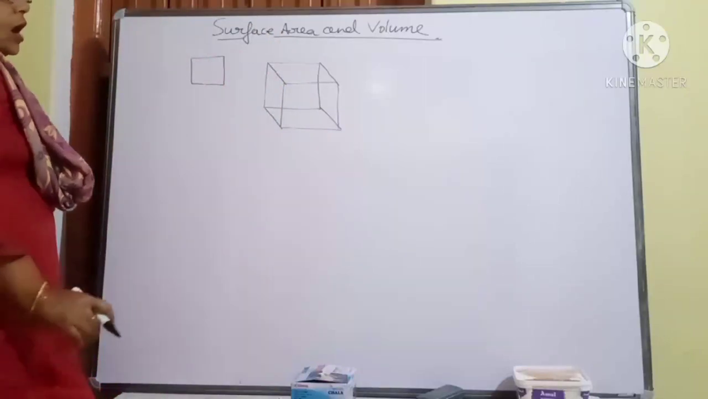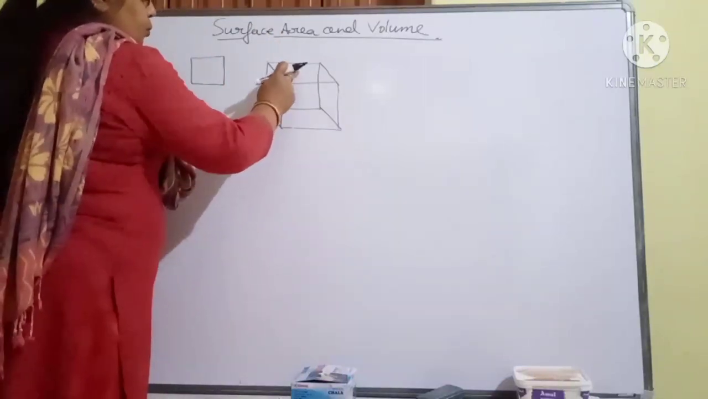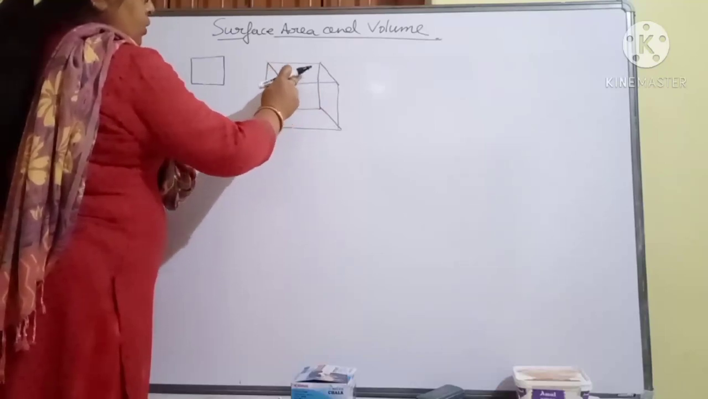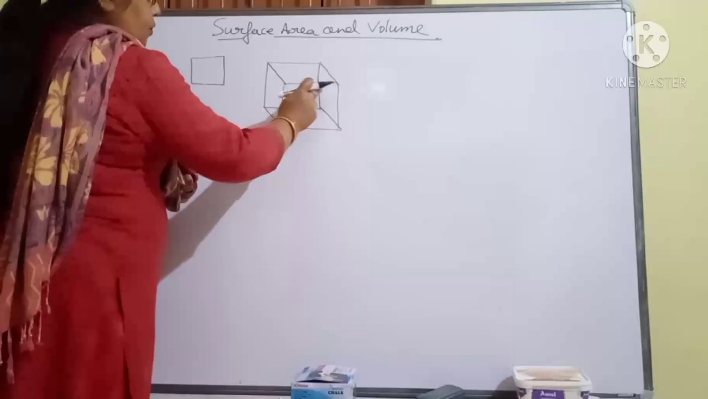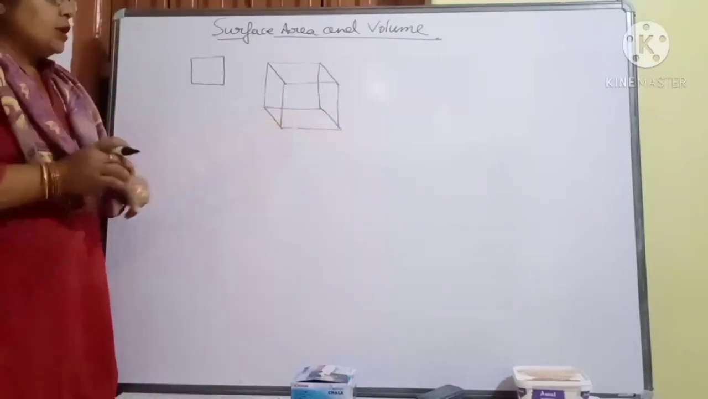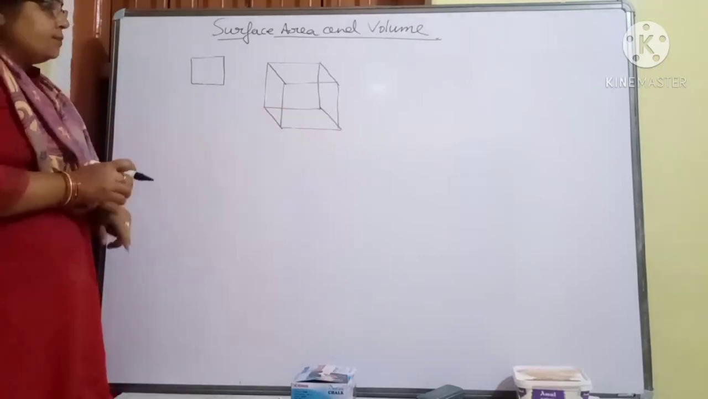How many faces should be there? Here we can count 1, 2, 3, 4, and 5. One face will be at the back of this one. So 6 faces will be there. See all the faces.